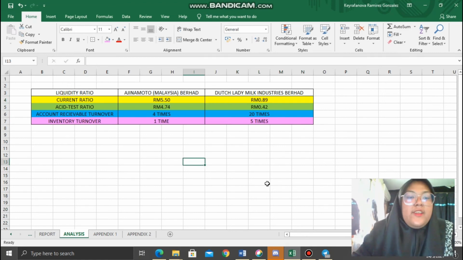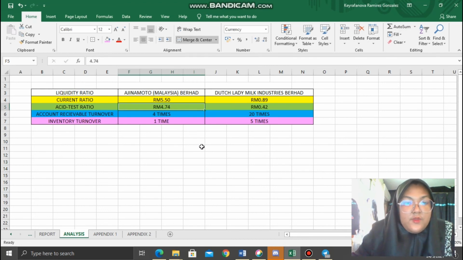Next, we will look at the asset test ratio. This ratio is to see how much current asset can be turned into cash in 90 days, such as cash, short investment and account receivable. The company should have at least 1 ringgit to cover up the current liability. We can see that Ajinomoto Malaysia Berhad has 4 ringgit 74 cent to cover up their current liabilities. Meanwhile, Dutch Lady Milk Industry Berhad only has 0.42 cent to cover up their current liabilities.